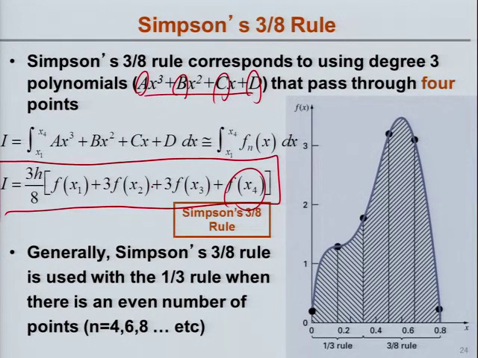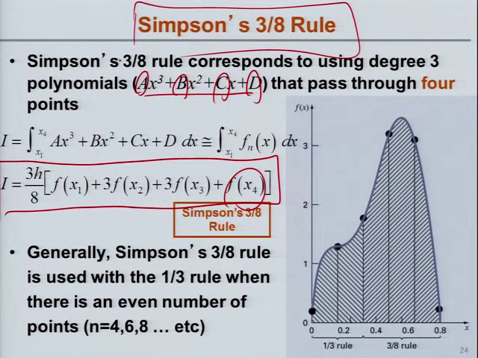You've got to have 3 segments, or 6 segments, or 9 segments, or 12 segments. So it becomes a little more clumsy than Simpson's 1/3 rule. And in actual fact, the thing about using Simpson's 3/8 rule is that it's not really any more accurate than Simpson's 1/3 rule. It is maybe just a little bit.